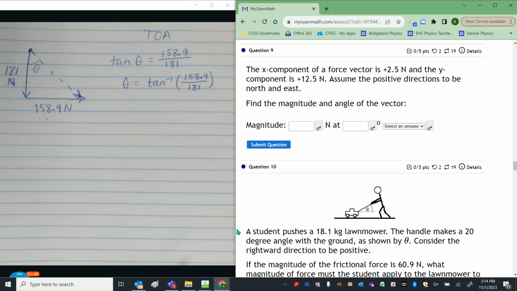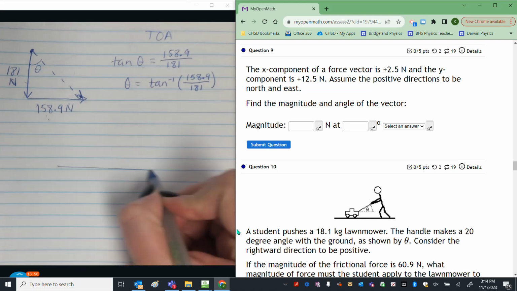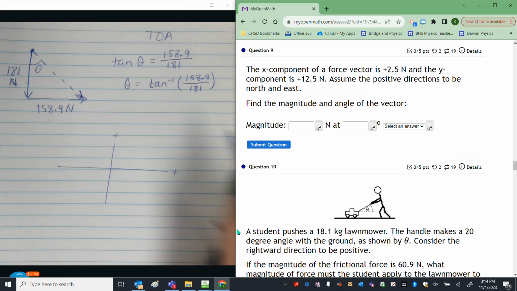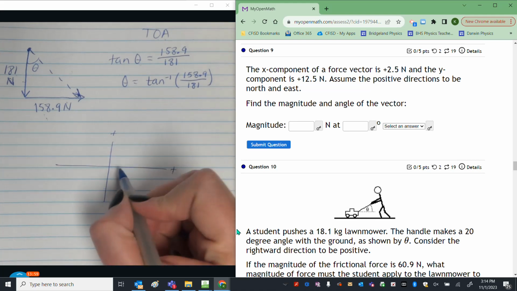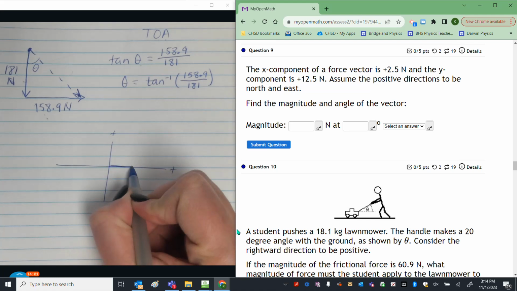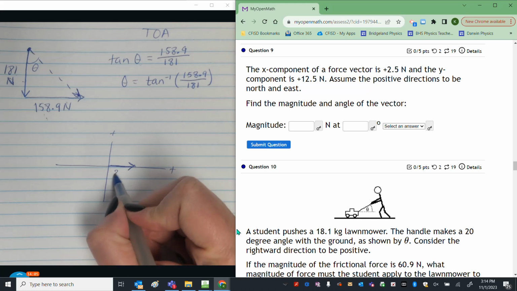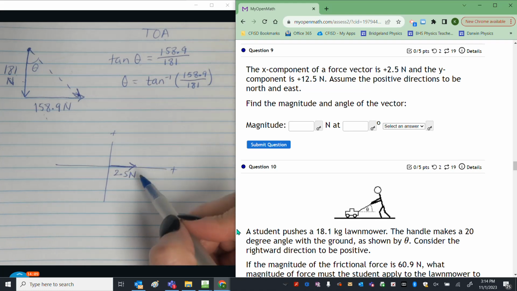My first one is the x component. So again, I have axes here. My positive direction is going to be this way and this way. But if I'm doing this, my x component 2.5, I'll draw a vector along this axis going in the positive direction, 2.5 newtons. And then I'm going to add to that my other component.